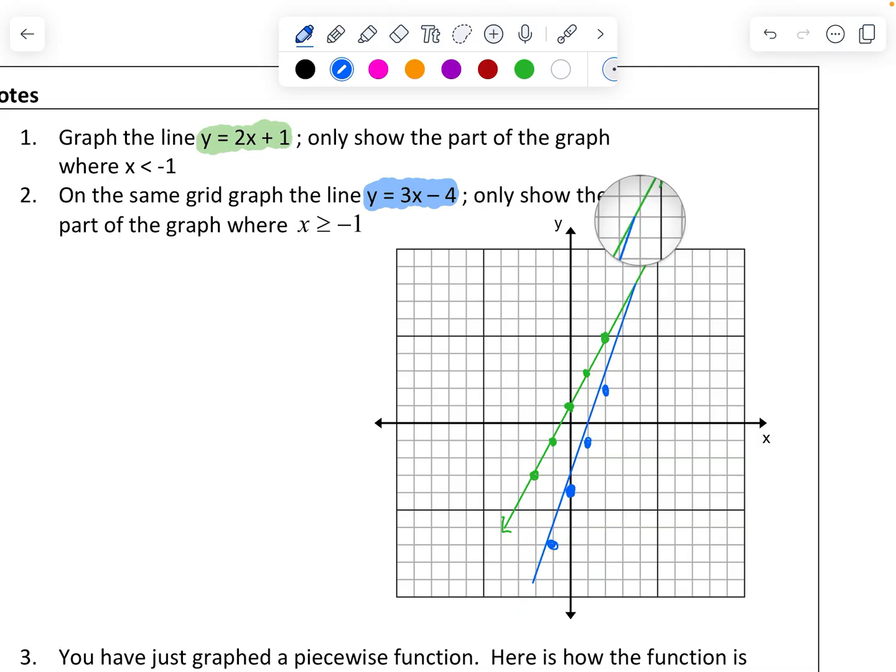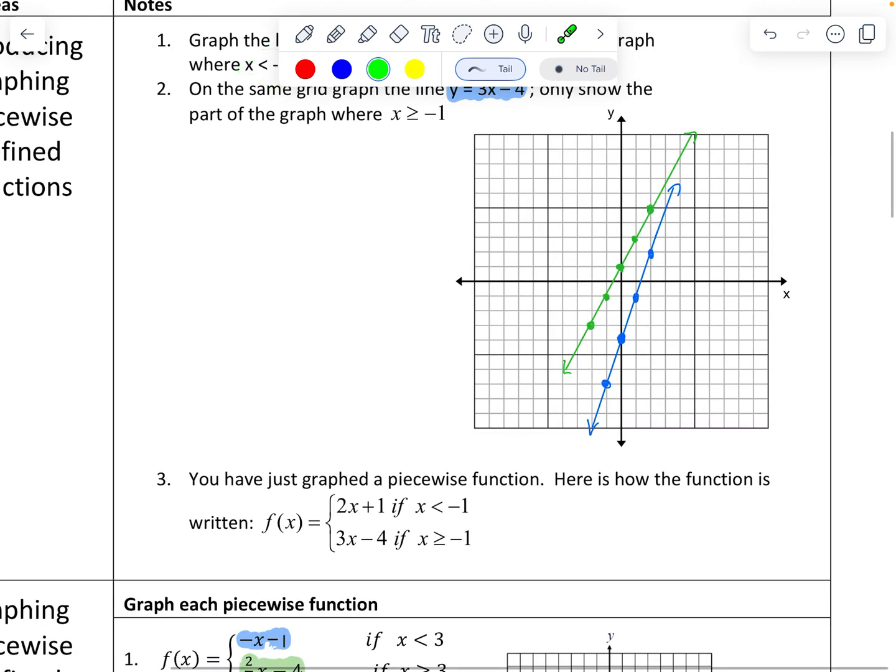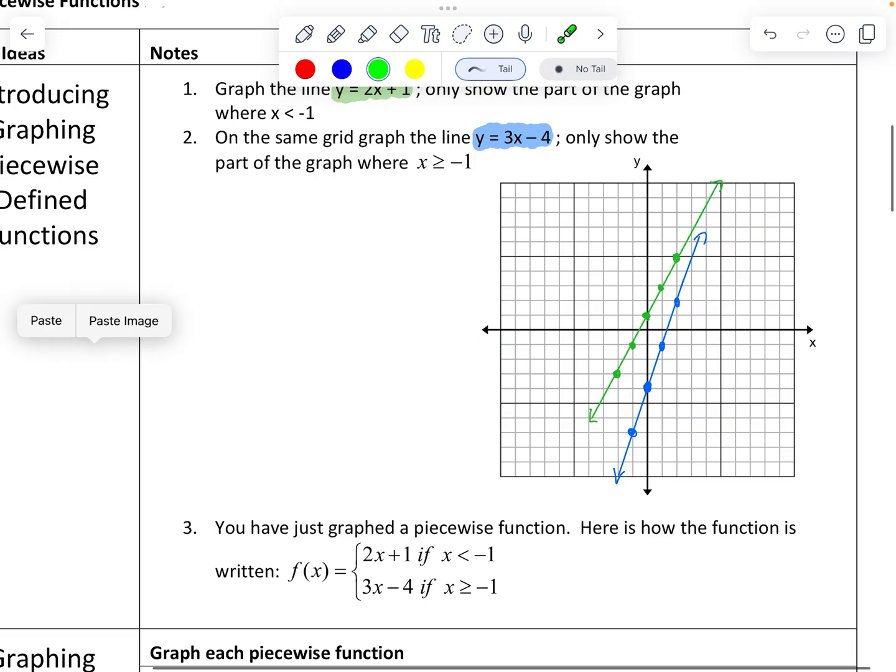So now what's weird about piecewise functions is we're not going to graph the whole line like we just did, actually. We're going to only graph a certain part of the line based on what the problem tells us to do. And so here, for the green line, we're only going to use the green line when x is less than -1. If you look down here, this is how it's written in function notation, as we've probably talked about in class already. So 2x plus 1 is going to be graphed, which is the green line, but only if or when x is less than -1.